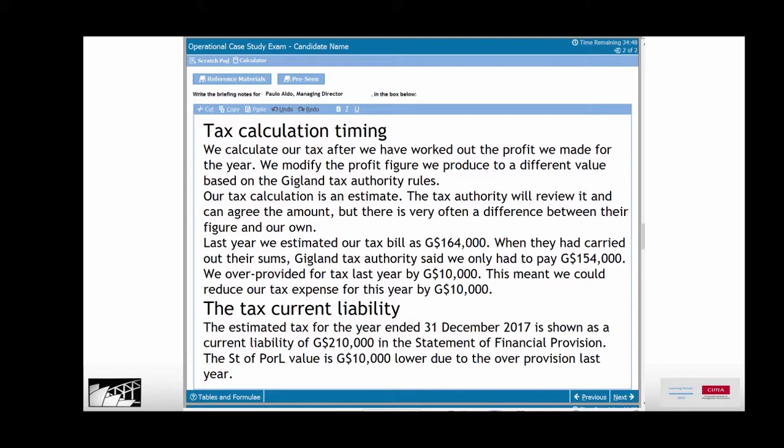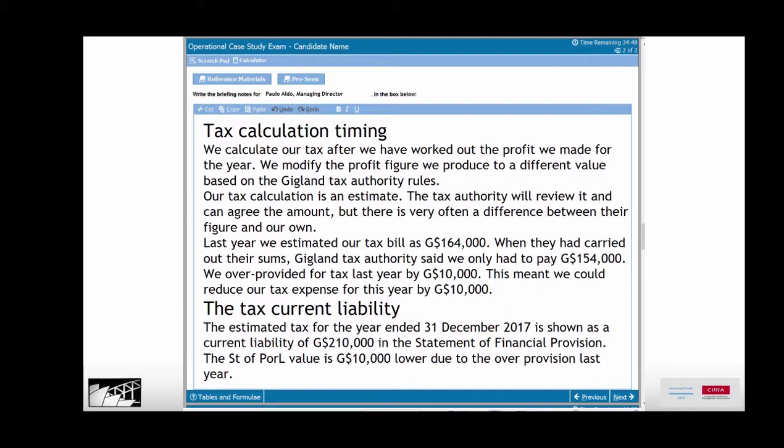All these little words are getting us marks. An estimate. So the tax authority will review it and they can agree it, but there is very often a difference between their figure and our own. Last year, we estimated that our tax bill would be 164,000. When they had carried out their sums, meaning the tax authority, Gigland Tax Authority said that we only had to pay 154,000. We over-provided for tax. This meant we could reduce the tax expense this year by 10,000.